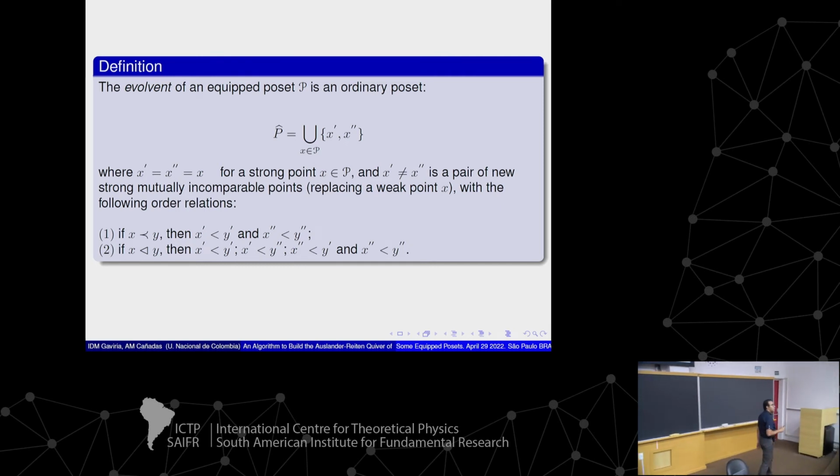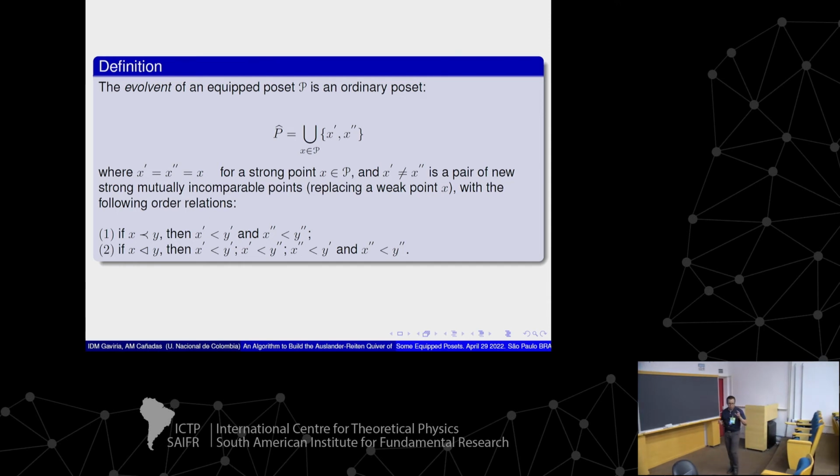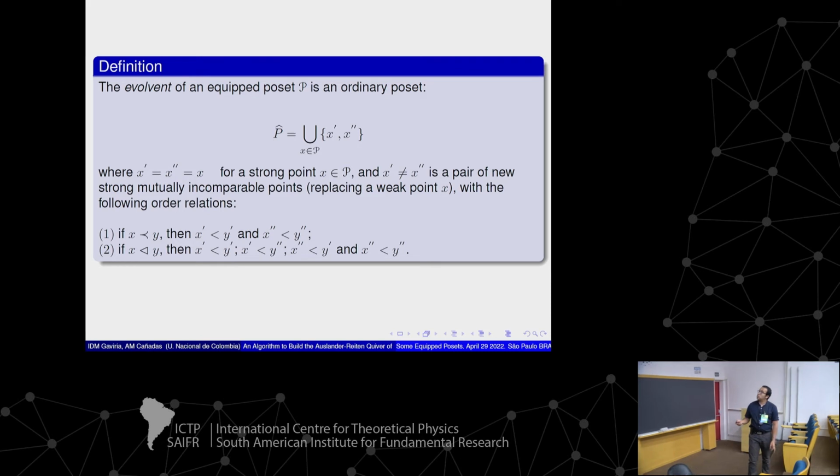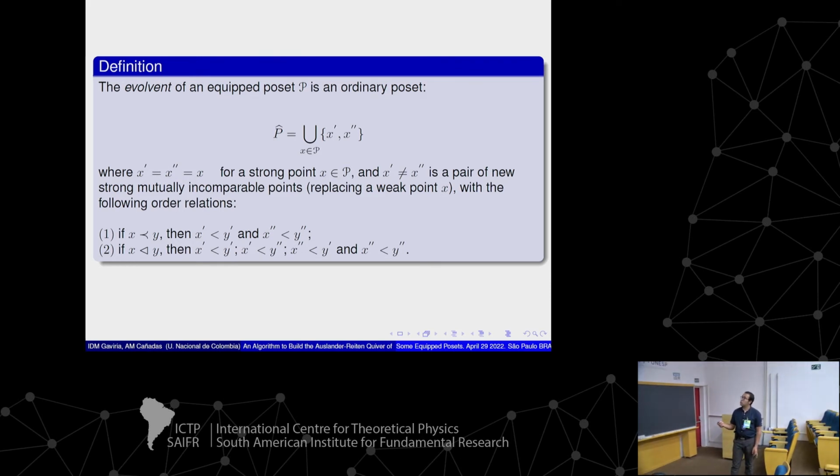Sabatsky defined one form to associate to one equiposet one ordinary poset. This poset is called the evolvement of the poset. Here P is one equiposet, and P hat is one ordinary poset. How to do this? The strong points remain without changes, and to each weak point you associate two incomparable points called x prime and x double prime. And all these points satisfy this relation here.